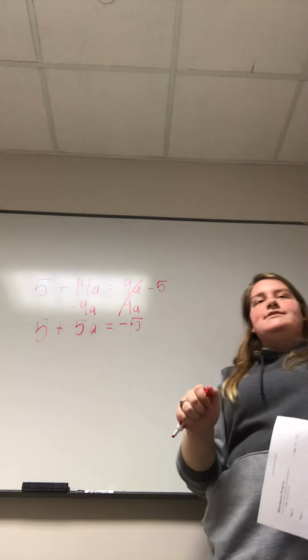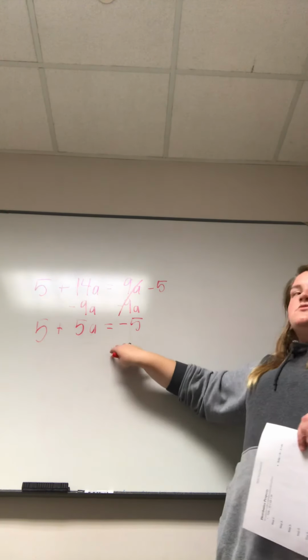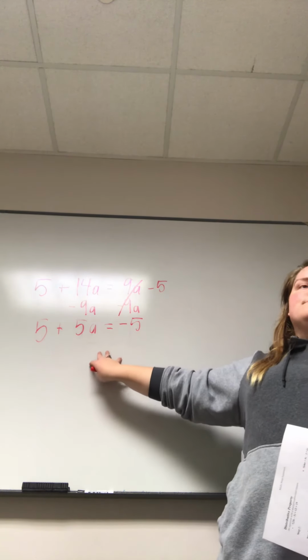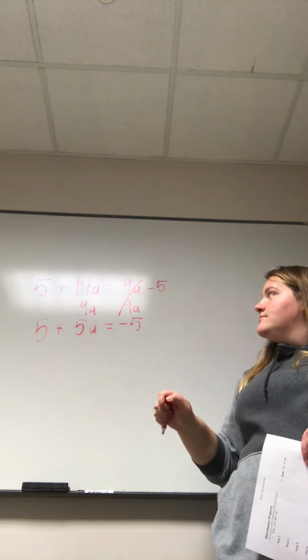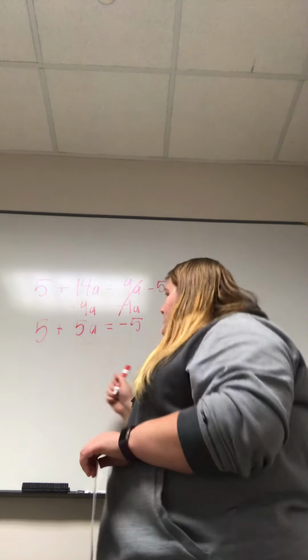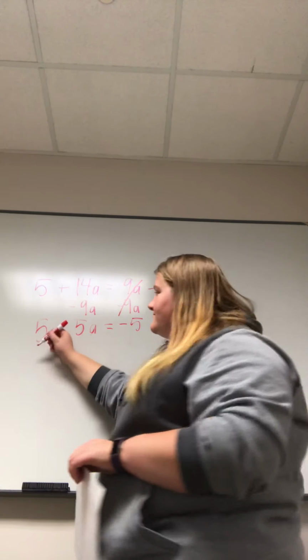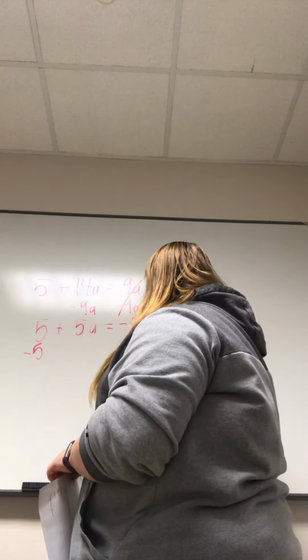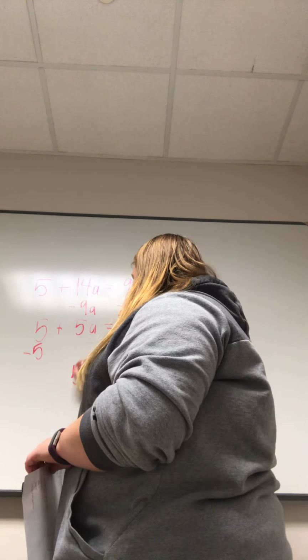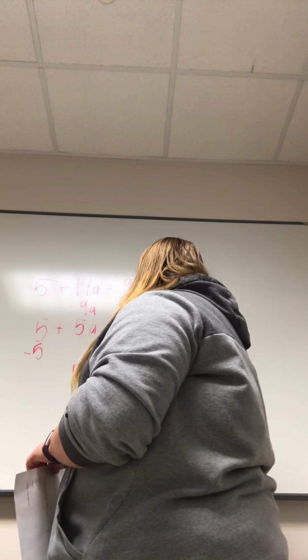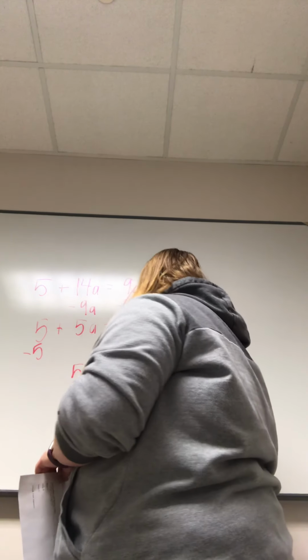And what would our next step be? Because this is similar to a two-step equation now, right? Minus the 5 over. Which 5? The first five, yeah. We're going to subtract that on both sides. And we're going to be left with 5A is equal to negative 10.